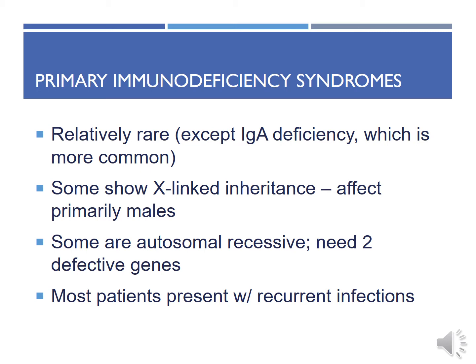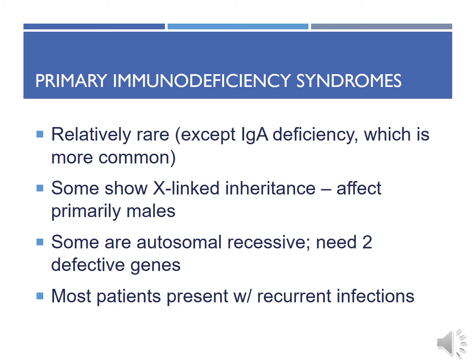One thing I'd like to briefly mention in the previous slide is that we have partial immunodeficiency states. These could be due to allergens or autoimmune diseases. So if somebody has autoimmune disease, then potentially we could have what we call a secondary immunodeficiency syndrome as well. So let's briefly talk about our primary immunodeficiency syndromes. Now, all these syndromes we'll be talking about are relatively rare. The one exception would be IgA deficiency. That is actually more common.